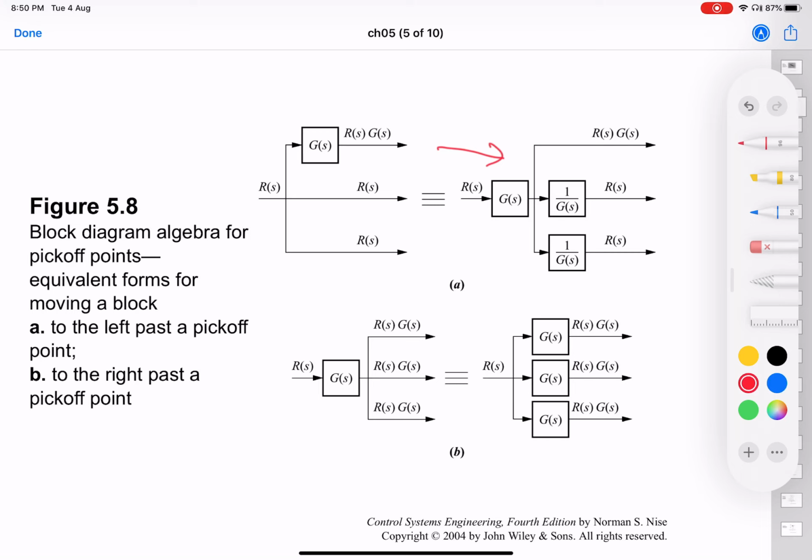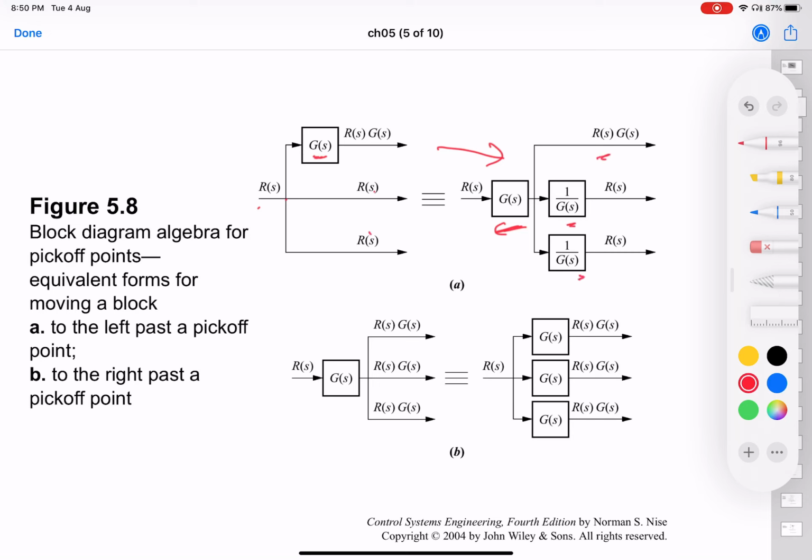So this block is to the right of this pickoff point, right? And you want to move it to the left of the pickoff point. So you do something like this, right? Move to the left of the pickoff point. And since you have multiplied this RS with GS to get the RS signals here, you have to divide it. So you do it like this.